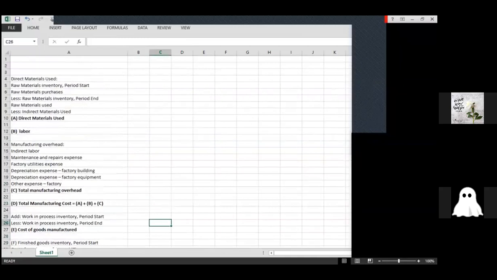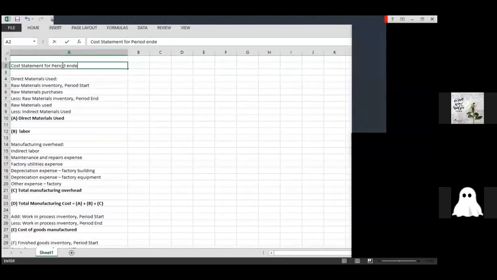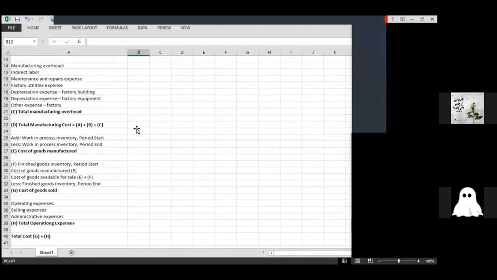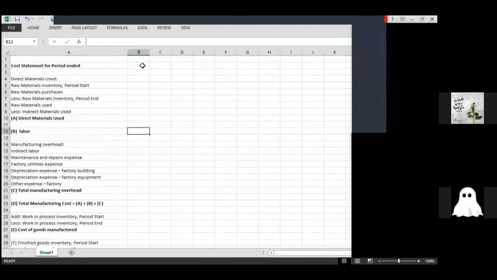So what are the titles here? Let's just call it the cost statement, for some period ended. So this is the cost statement. Adding all these, you arrive at the total cost.